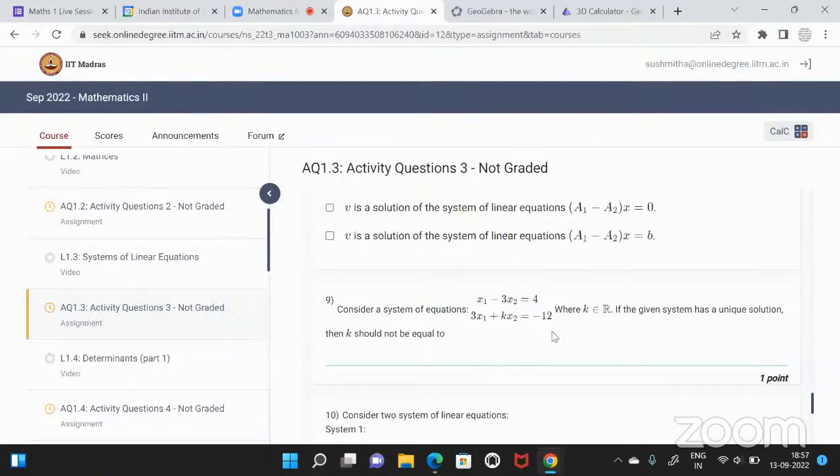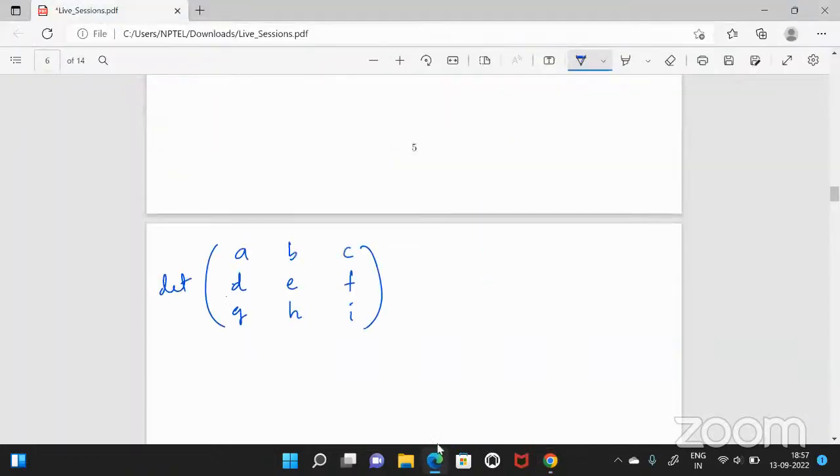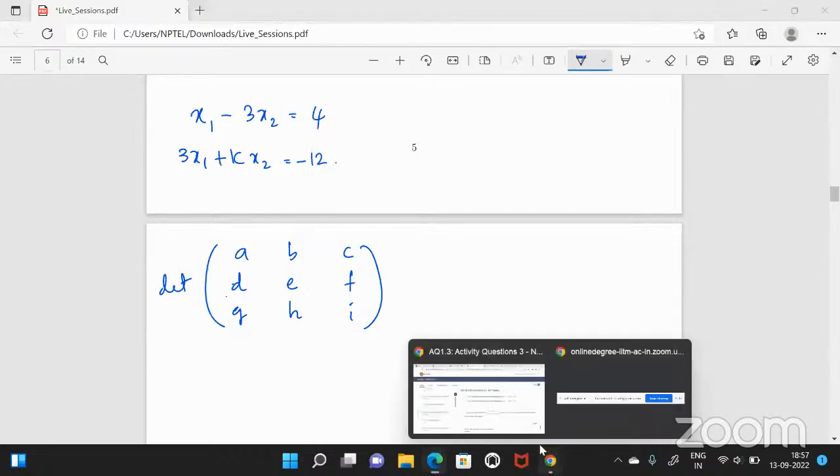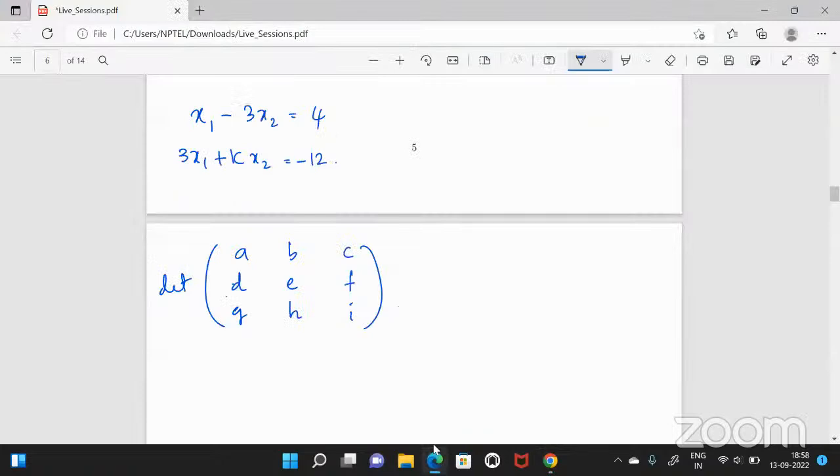The system has a unique solution. How do you get the second equation? Can you just quickly tell me the equation? X1 plus 3x2 is equal to 4. 3x1 plus kx2. Oh, this is minus, is equal to -12. Right? 1 minus 3x2. Right. Okay.